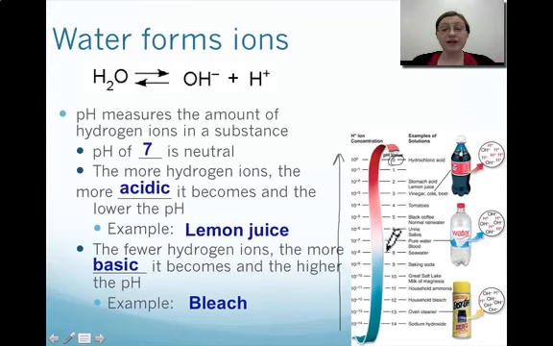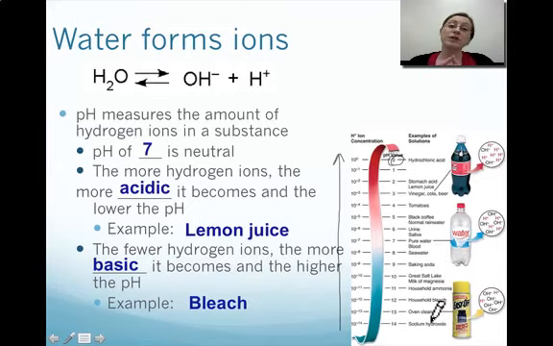Okay? On the other end of the scale, if we go above 7, then they're going to have fewer hydrogen ions. So very low concentrations of hydrogen ions here, right? Because these are negative powers of 10, which means the number's getting smaller and smaller and smaller. Those are going to be bases or basic solutions. And a good example of that, baking soda or bleach.